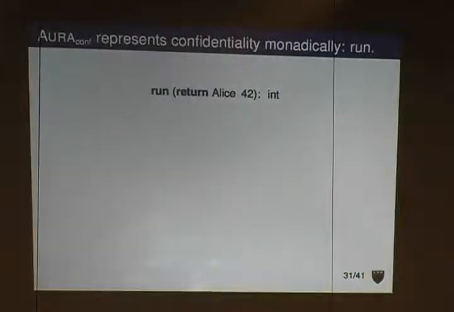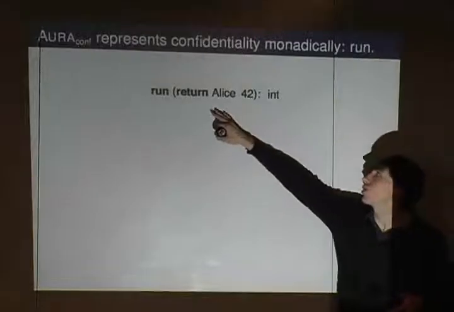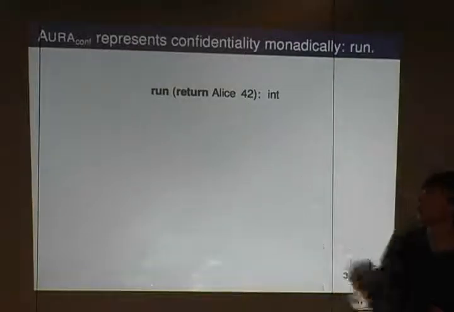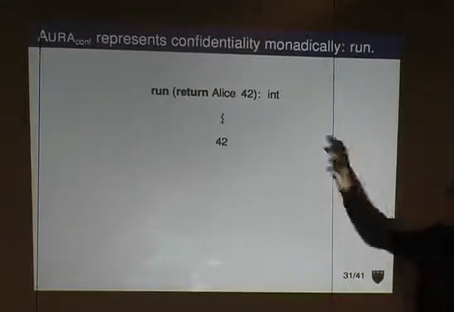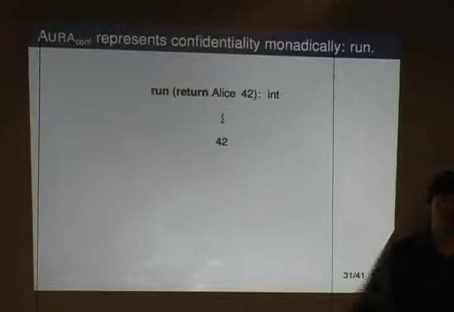The other monad operation is called run. This is the one that consumes a value. And so if we take return to Alice 42, we run that, we evaluate that, and then we run the expression. We're just encrypting and decrypting. We get the value out.